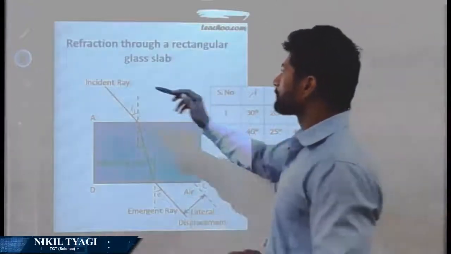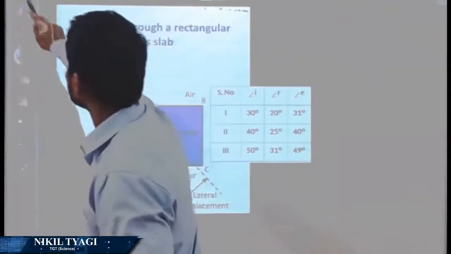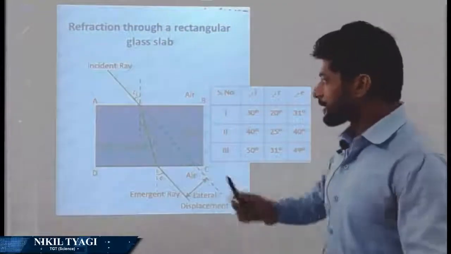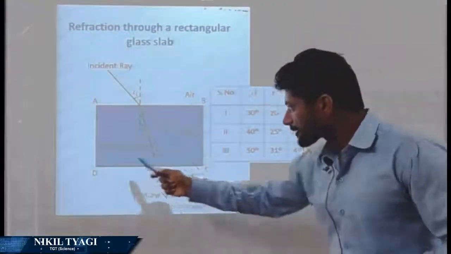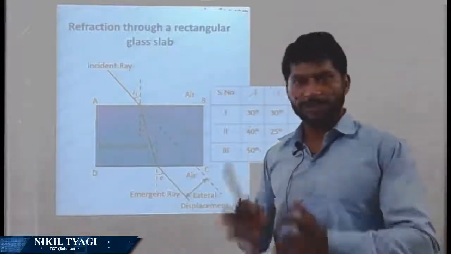As you can check here in this diagram, refraction of light through a rectangular glass slab. This is one rectangular glass slab. We will draw this diagram on the next page very properly. I will tell you the steps of how to draw.